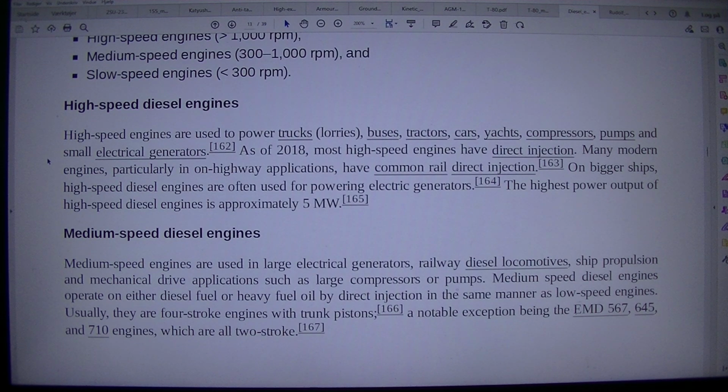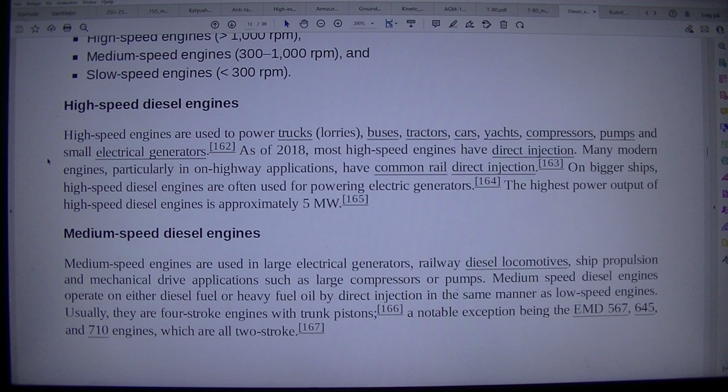As of 2018, most high-speed engines have direct injection. Many modern engines, particularly in on-highway applications, have common rail direct injection. On bigger ships, high-speed diesel engines are often used for powering electric generators. The highest power output of high-speed diesel engines is approximately 5 MW.